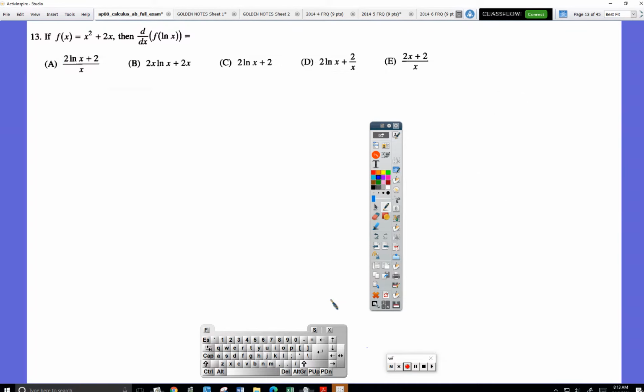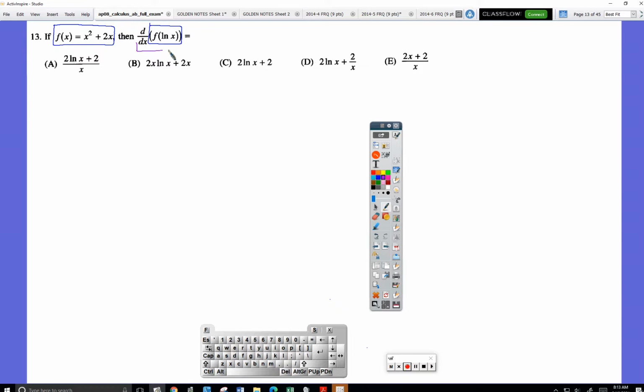Okay, 13 says, they give us a formula for f, they ask for the derivative. So really, oh, wait a minute, that's interesting. F is one formula. They want the derivative of this thing. Okay.